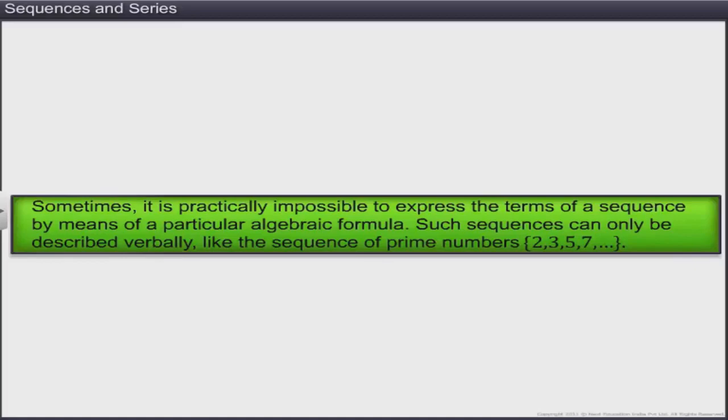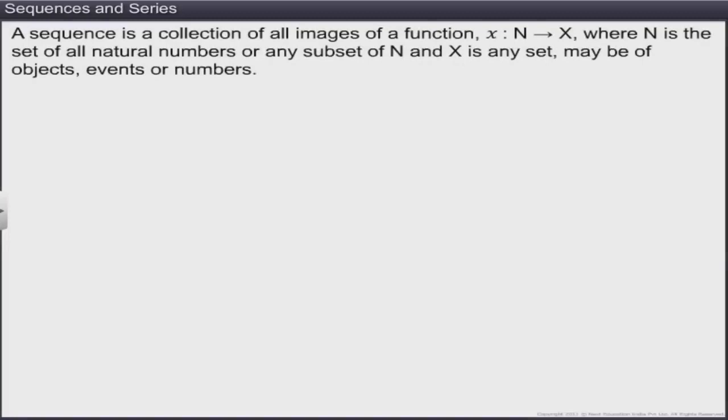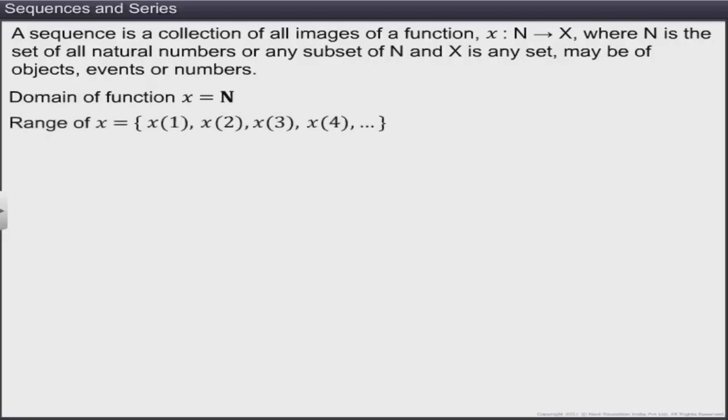A sequence is a collection of all images of a function x from N or any subset of N to X, where N is the set of all natural numbers and X is any set, maybe of objects, events, or numbers. It implies that the domain of the function is the set of natural numbers. Hence, a sequence can be defined as a collection of all images of set N under x. The notational representation of 1 under x is denoted by x with subscript 1.